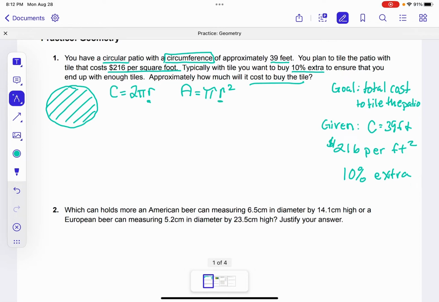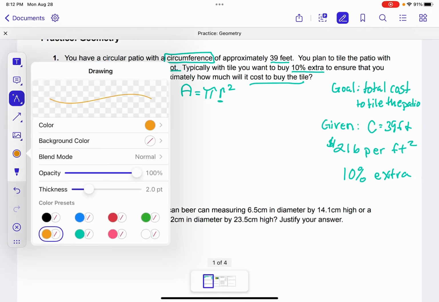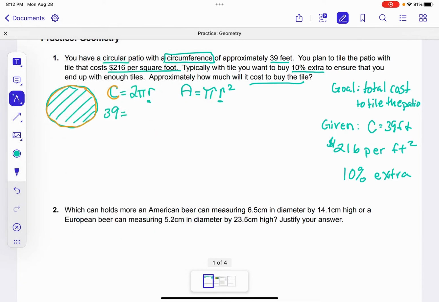So let's figure out what the radius of our patio would be. So if we know it equals the circumference, just so you remember, and I'm going to highlight it, the circumference would be the distance around the edge. That's our perimeter of our patio, is 39 feet. And then we're going to go in here, 39 equals 2 pi r. So I would divide out that 2 pi to get r by itself.